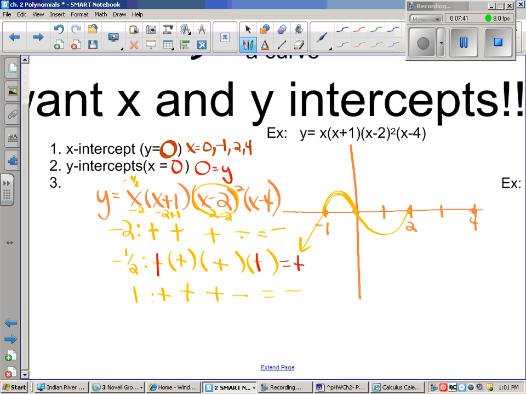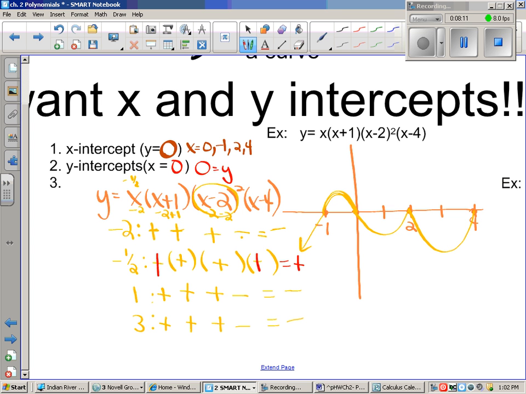All right, now we're going to pick 3 because that's the number between 2 and 4. Again, positive or negative, that's all we care about. 3 is positive. 3 plus 1 is positive. 3 minus 2 squared, positive. 3 minus 4, negative. What does that mean? Overall, it's negative also. So that means between 2 and 4 also goes below. Now, I don't really care how low those dips are. That's the part in calculus that you would find out. What goes on between those numbers, all I care about is that you loop above or below.